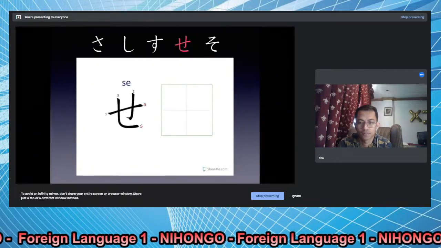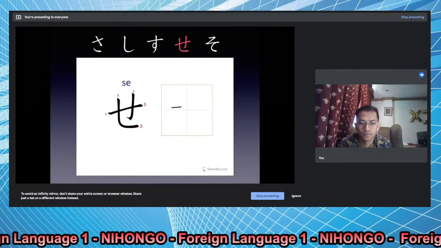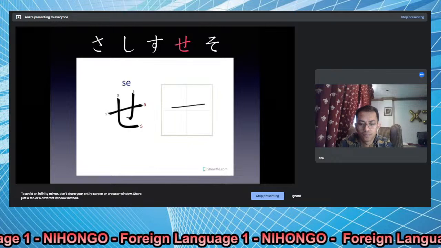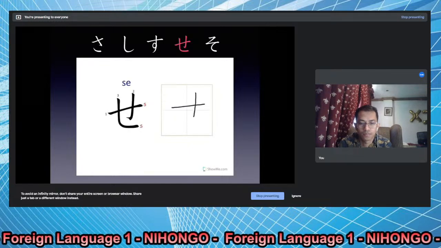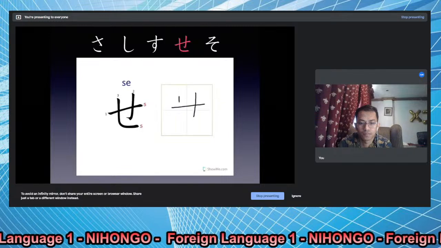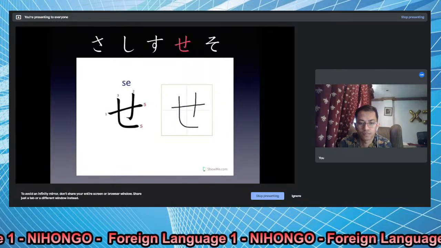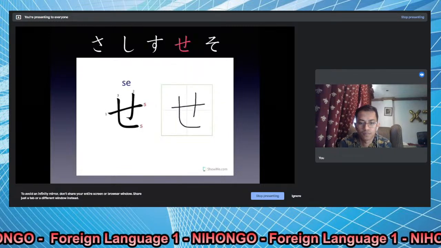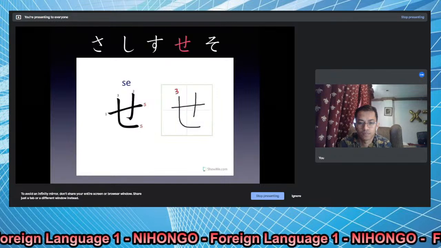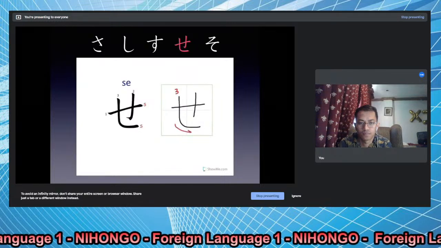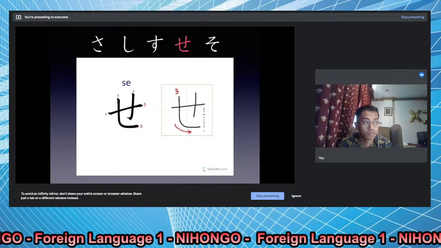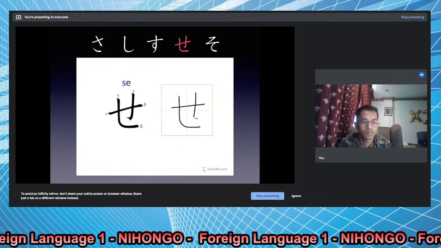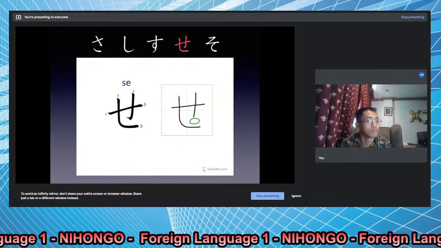The next letter is se. 1, stop. 2, stop. 3, stop. Stroke number 3 goes to the right, and it has to end before it goes beyond this line. You have an open space here.